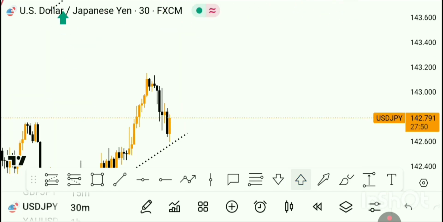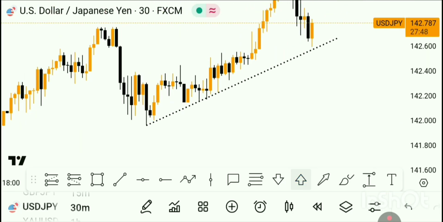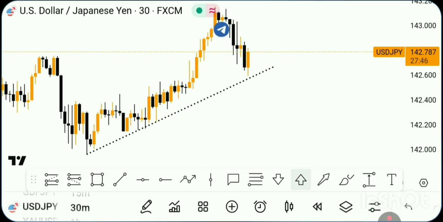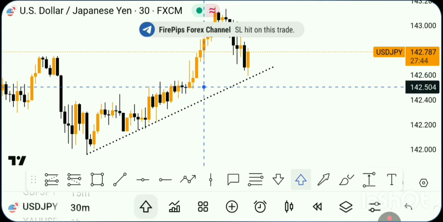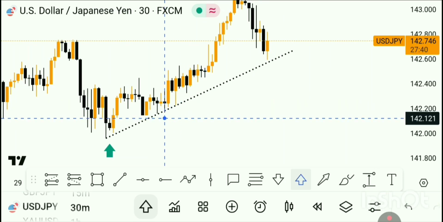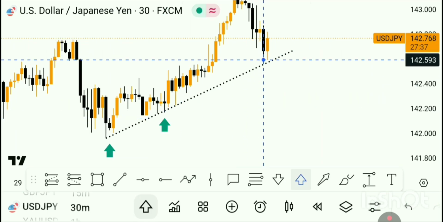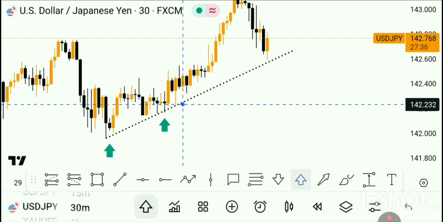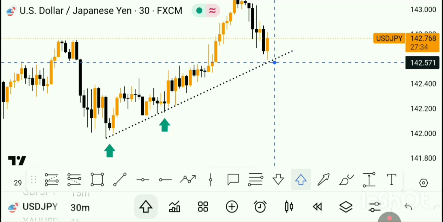Now let's do a live chart. I think I have one here. Now you can see we have multiple touches here, right? We have one here. We have one, we have two, and now I'm waiting. Two, three, four. And now I'm waiting for the fifth touch here.